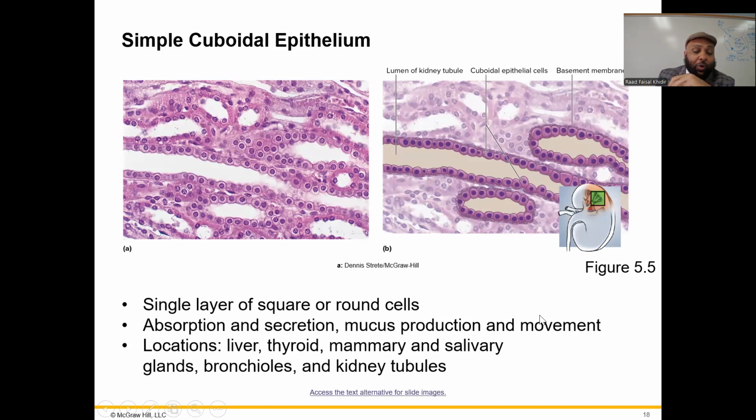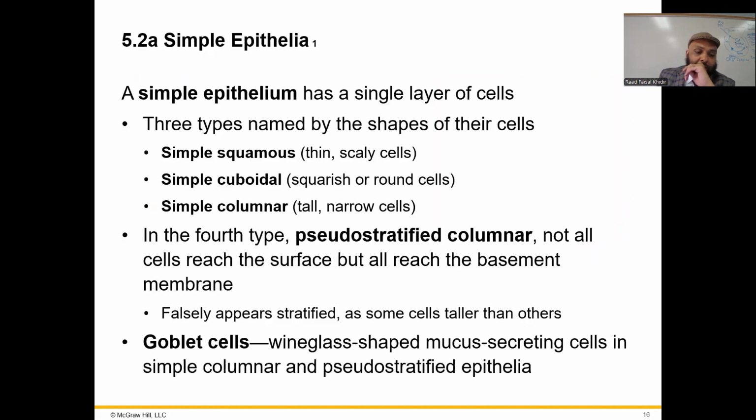So a very important question on the exam could be, what are goblet cells? These are mucus secreting cells. And in what type of tissue do we find goblet cells? Epithelial tissue, in the pseudostratified epithelia and the simple columnar. They're not in all of the epithelial. No, it's just the wine glass shaped mucus secreting cells, they are only found in the simple columnar and the pseudostratified epithelium. Okay?